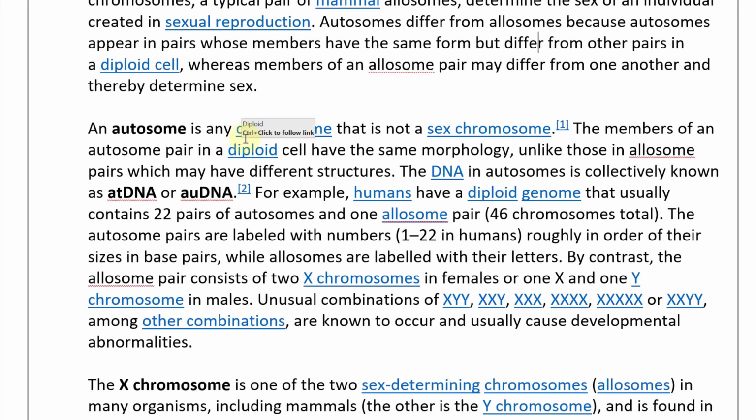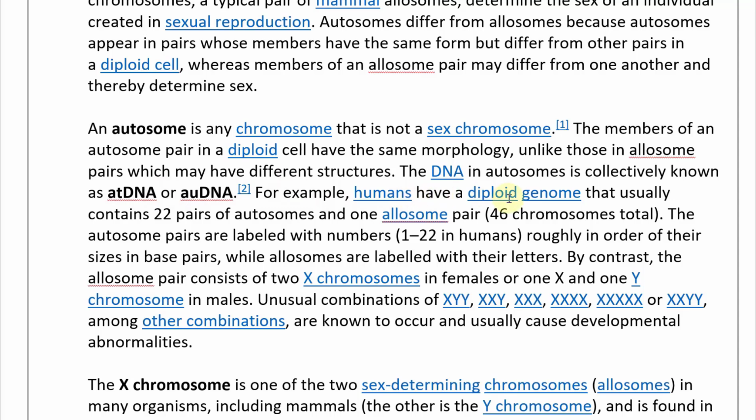So an autosome is any chromosome that is not a sex chromosome. The members of an autosome pair in a diploid cell have the same morphology, unlike those in allosomes, which may have different structures. The DNA in autosomes is collectively known as atDNA or auDNA.